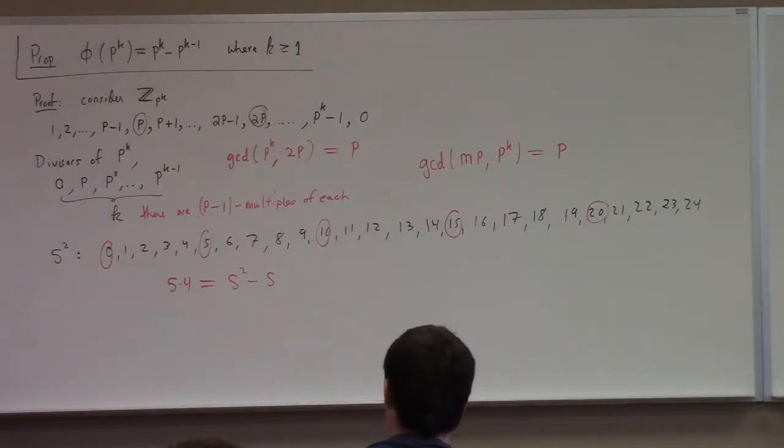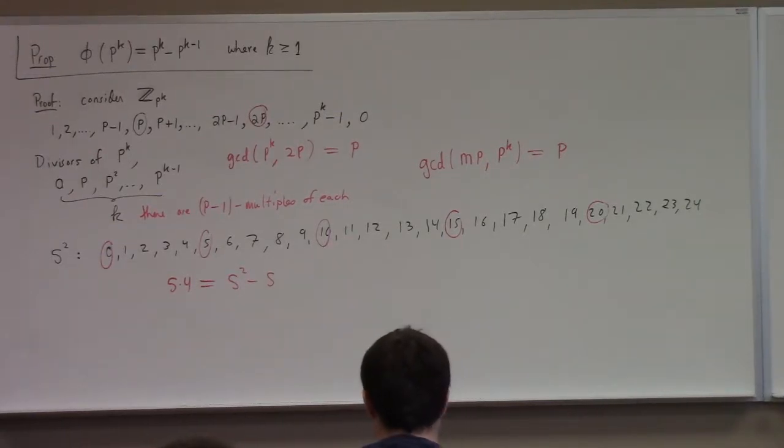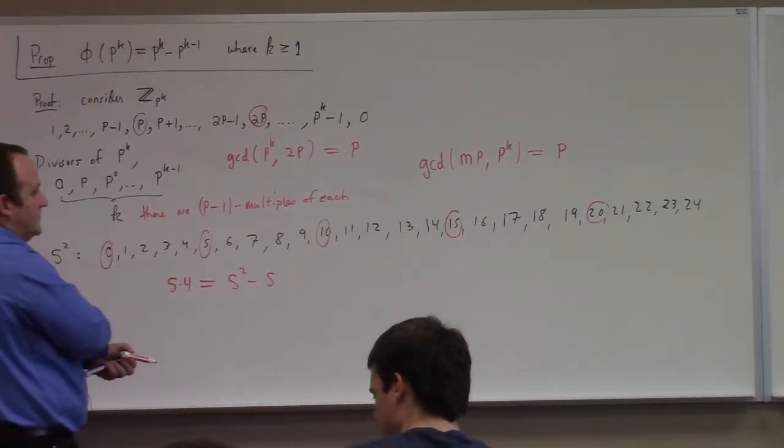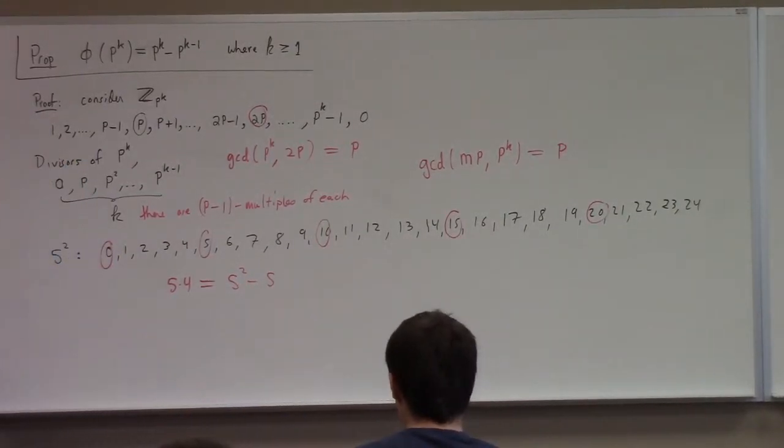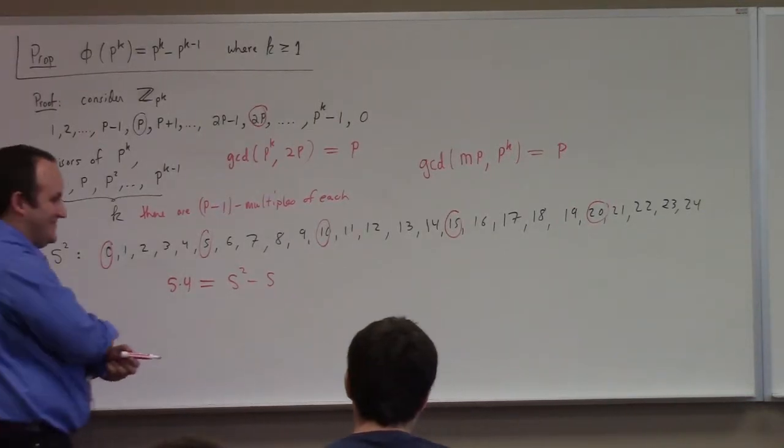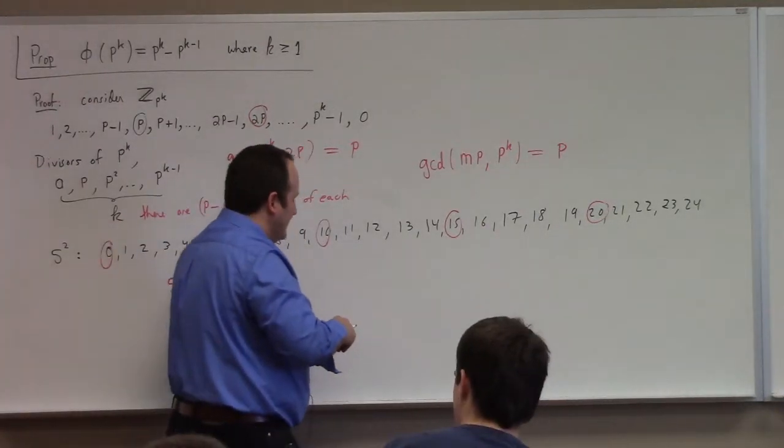Say again? The greatest common denominator, if m is a power of p, would not be equal to p. But it's going to be greater than or equal to p in any case, because p is a common factor. Right, p is always a common factor there. So how many choices? How many multiples of p are there? p to the k over p, which is p to the k minus 1.